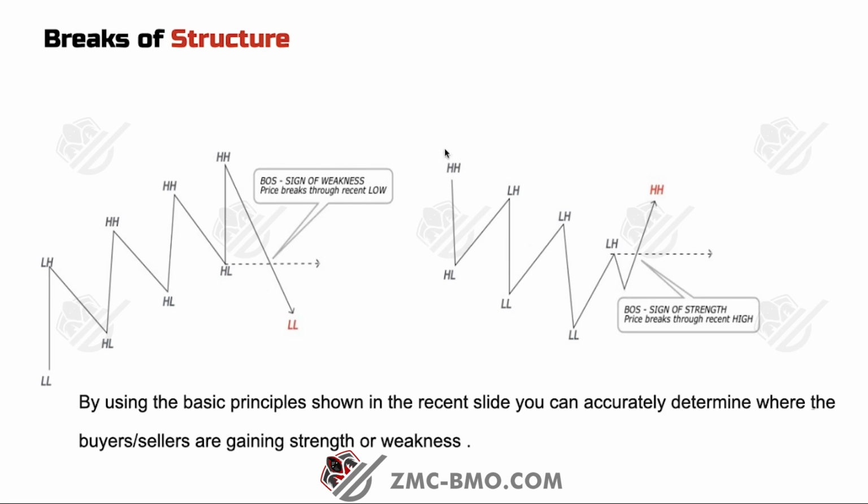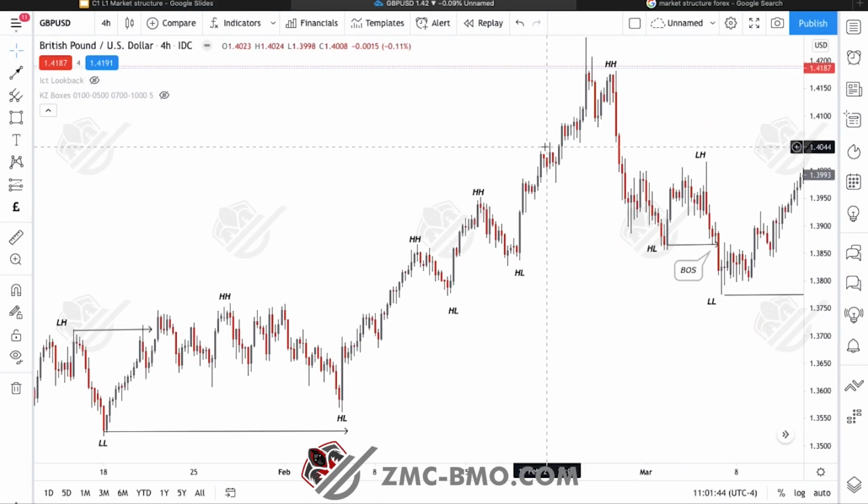Same thing for a downtrend. When price is creating a series of lower highs and lower lows, and price then breaks above the recently created lower high, that shows us the buyers are now coming into power, potentially shifting the direction of the market. I'll show you an example of this taking place.